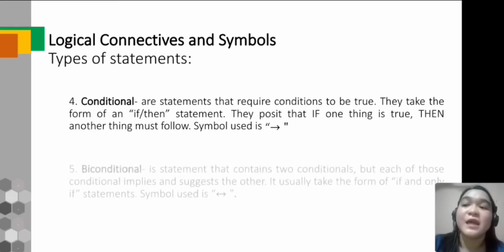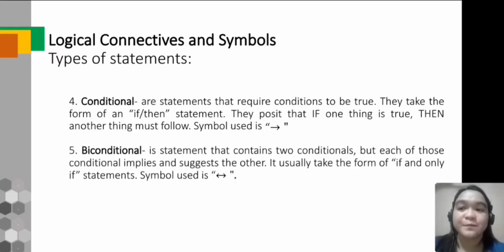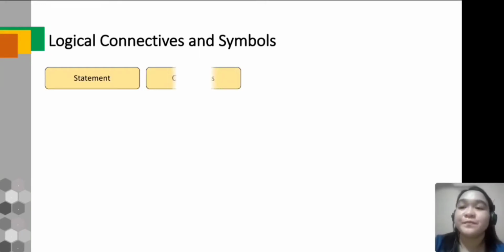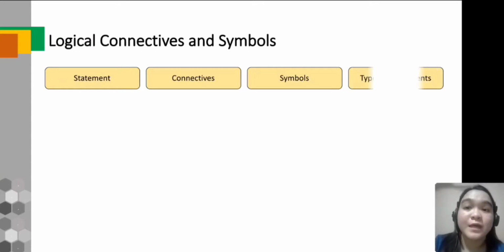And lastly, we have the biconditional. It is a statement that contains 2 conditionals, but each of the conditionals implies and suggests the other. It usually takes the form of if-and-only-if statements, and the symbol used is this one. And now, let us learn how to recognize a statement, their connectives, their symbolic form, and types of statements.